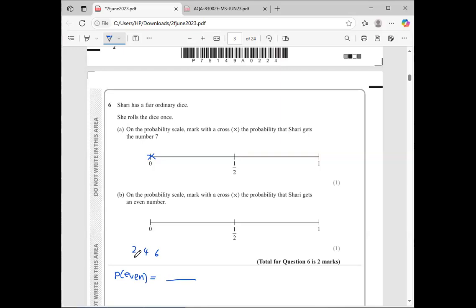In this case, it's asking you for what's the probability of Shari getting an even number. So how many even numbers are possible? Because that's what the question wants. There are 3, isn't it? So that's what they're going to put on top. Number of required events means number of even numbers. And in this case, the number of even numbers is 3 because I can only count 3 here.